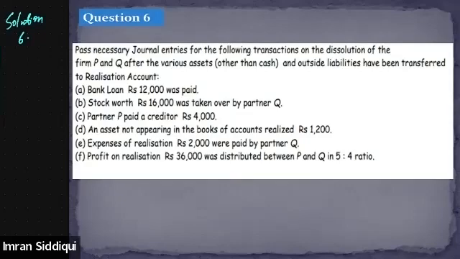Then it says the following transactions are given. Bank loan of 12,000 was paid. The stock worth rupees 16,000 was taken over by partner Q. Partner P paid a creditor of rupees 4,000, and an asset not appearing in the books of account realized 1,200. Expenses of realization 2,000 were paid by partner Q. Profit on realization 36,000 was distributed between P and Q in the ratio of 5:4. Okay, so let me show you how we can solve it.